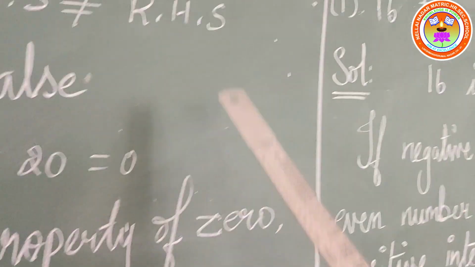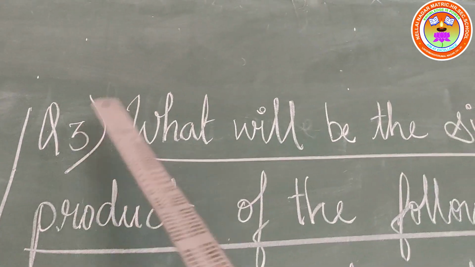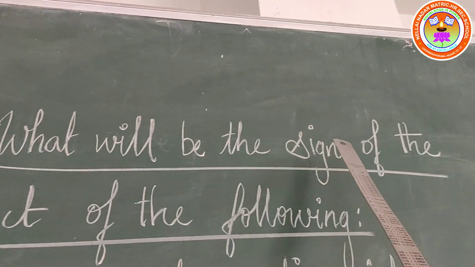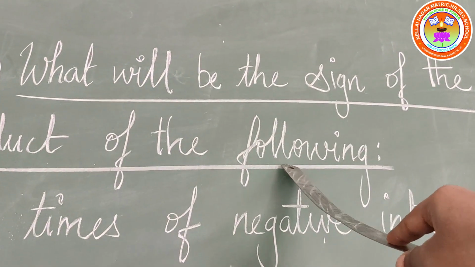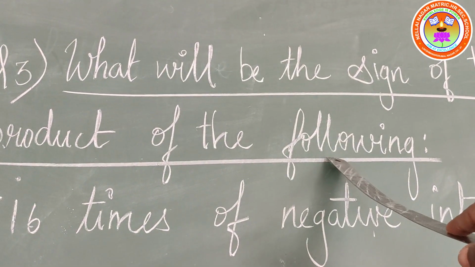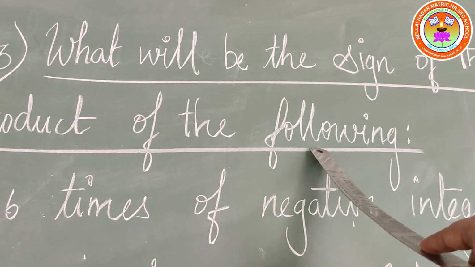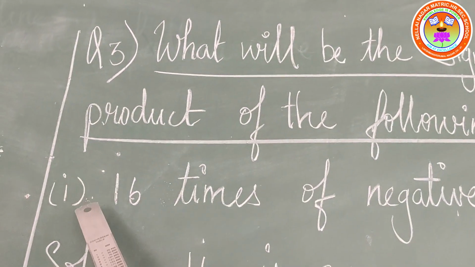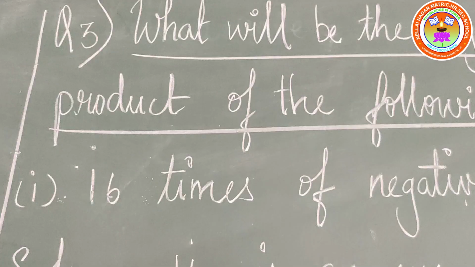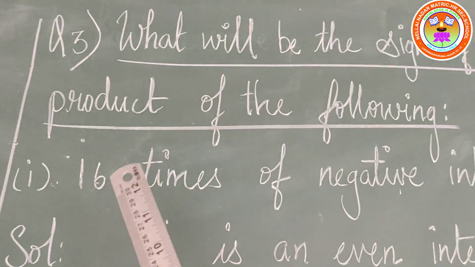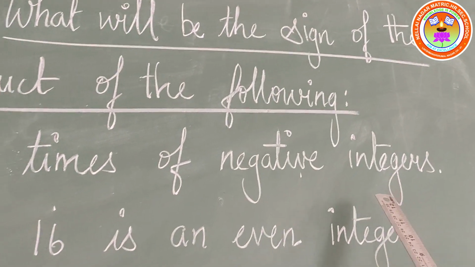Yes? Now, we'll move on to the third question. What will be the sign of the product of the following? Okay, we have to check what will be the sign of the product of the numbers which we are going to do, whether it is positive or negative. Shall we start? Yes. First sum, 16 times of negative integers. Okay, 16 times of negative integers I have to find the value.